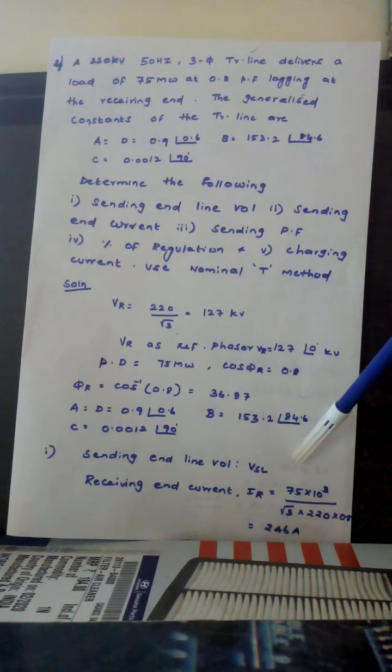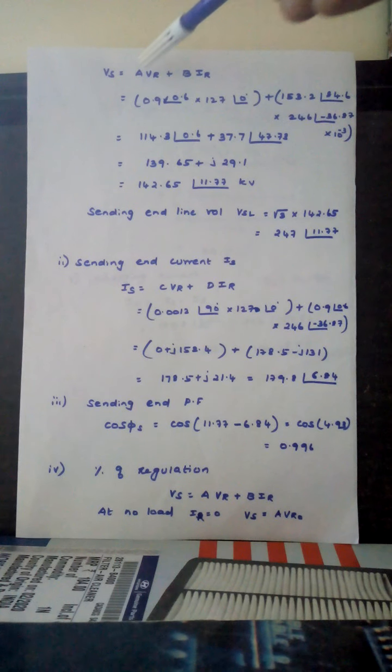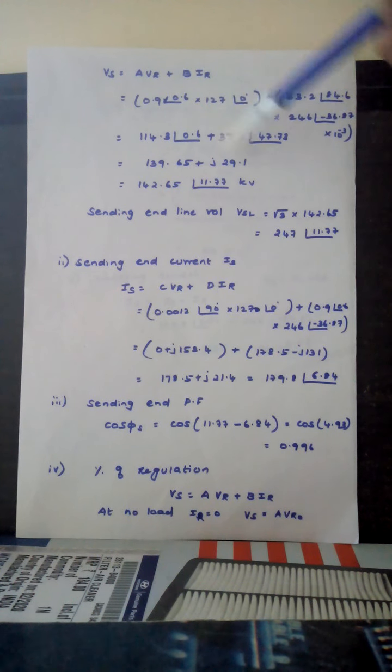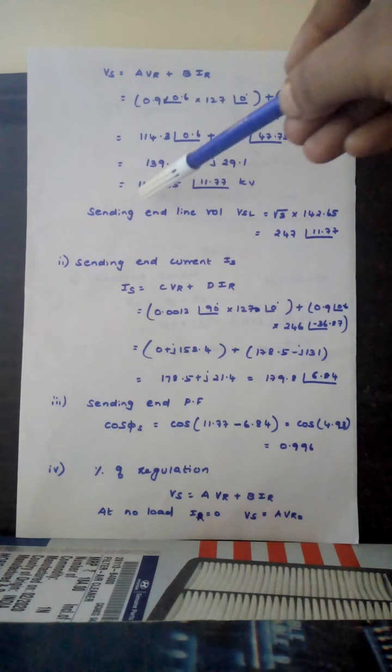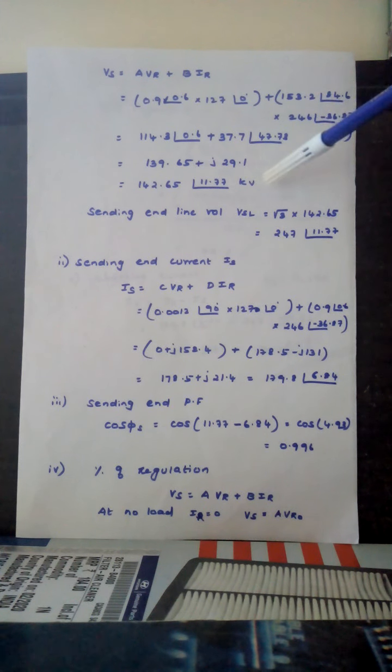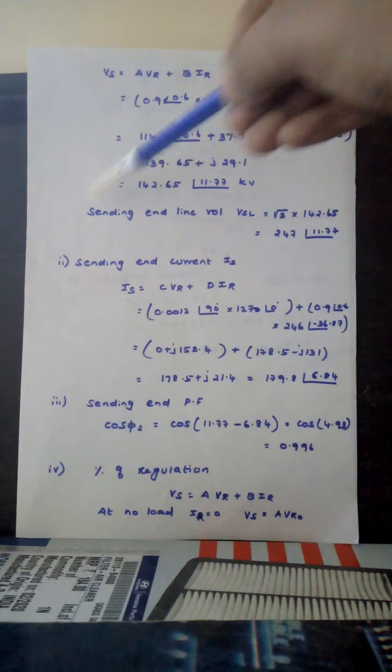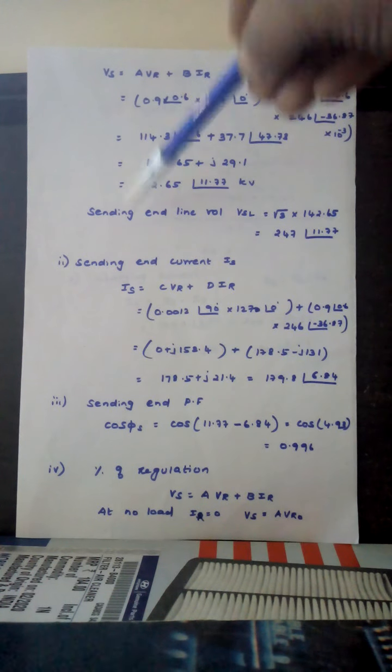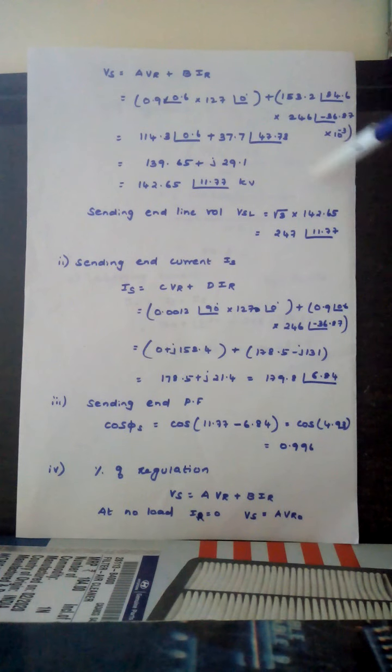First one, we have to use the sending end ABCD constants formula. Generalized equation is Vs equal to A into Vr plus B into IR. So A value they given, Vr and IR value we know. If you are substituting here, we are getting it as 142.65 at an angle 11.74 kV. This is in phase voltage. So we are converting into line voltage, as they are asking to find out the sending end line voltage. So root 3 into phase voltage, we are getting 247 at an angle 11.77.